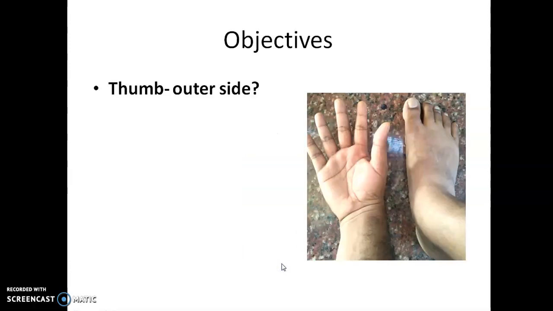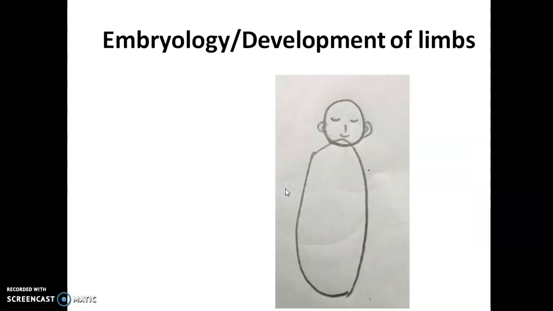So the objective will be why is the thumb on the outer side and why is the great toe on the inner side or the medial side. This outer side is also called lateral side. We have to know the embryology for that.